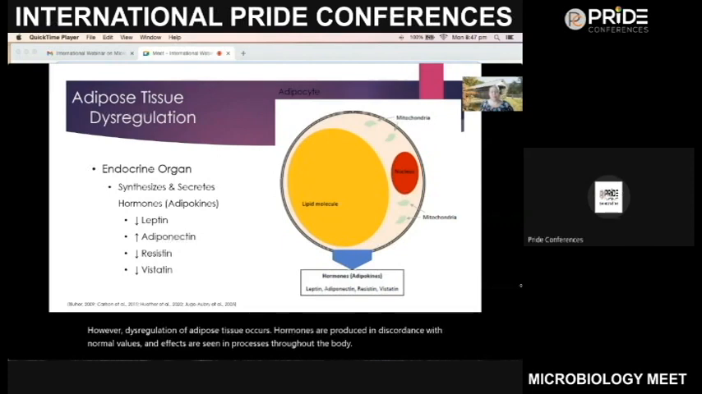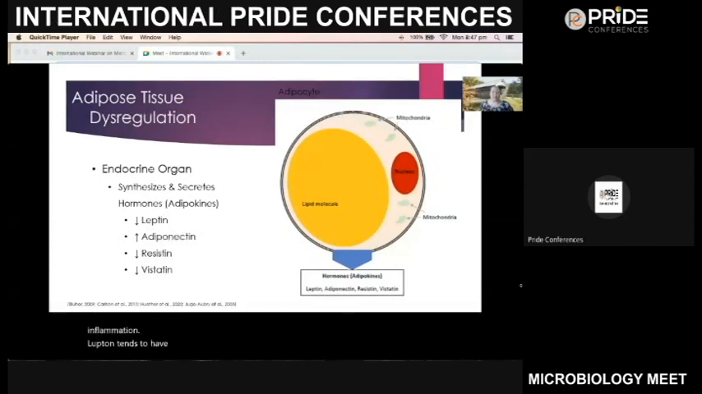Nearly all cells in the human body have receptors for leptin and adiponectin, and leptin and adiponectin have been shown in the literature to be very important regulators of inflammation. Leptin tends to have pro-inflammatory actions, and adiponectin tends to have anti-inflammatory actions. So when adipose tissue is dysregulated, leptin and adiponectin production is altered, and inflammation is then affected.